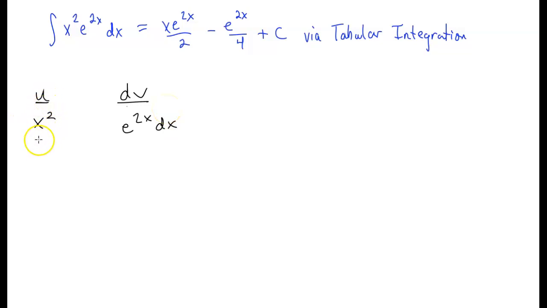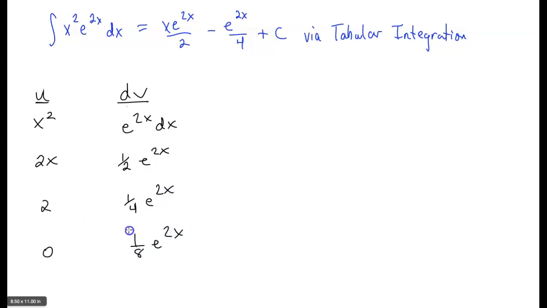If we do successive derivatives on x squared, we would have 2x, then 2, then 0. Because the derivative of x squared is 2x. The derivative of 2x is 2. Derivative of 2 is 0. Okay? Or any constant for that matter is 0. If we did successive antiderivatives here, then this would be 1/2 e raised to the 2x, and then 1/4 e raised to the 2x, and then 1/8 e raised to the 2x.